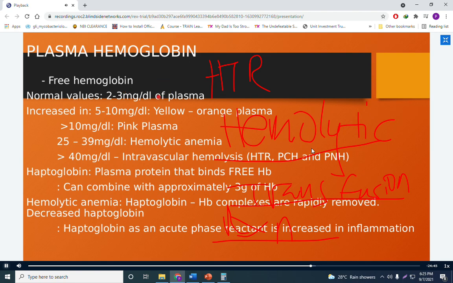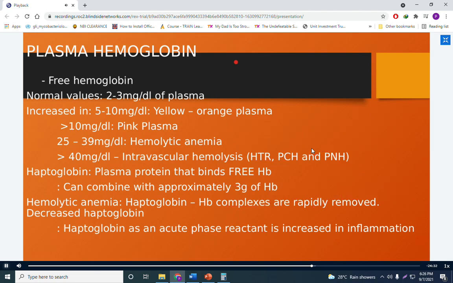due to wrong blood typing, leading to intravascular hemolysis. Okay? Then we have your PCH, class. PCH means paroxysmal cold hemoglobinuria.